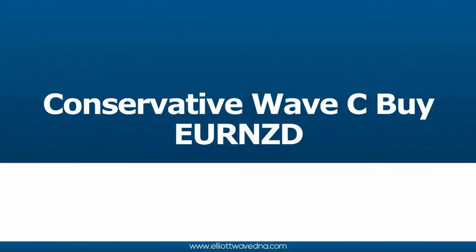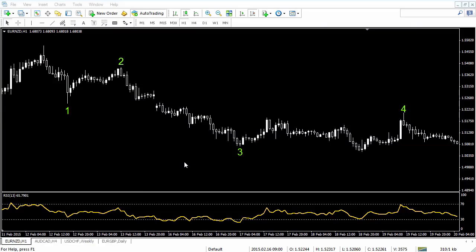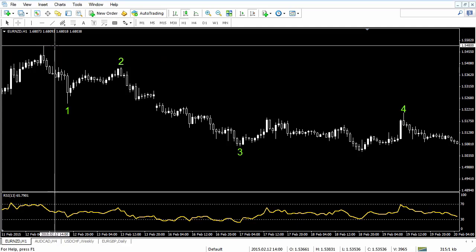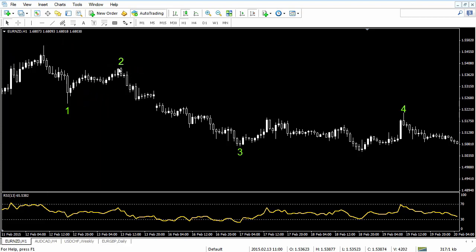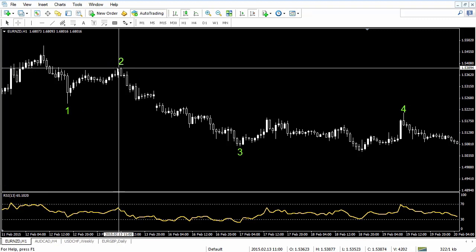Conservative wave buy on the Euro Kiwi. This is a chart of the Euro Kiwi on the hourly time frame, where we can see that price starts to push lower from this high over here. This high is at 154.80, and we had 1, 2, nice 3 moving the wave to clean and simple. Should be a zigzag.